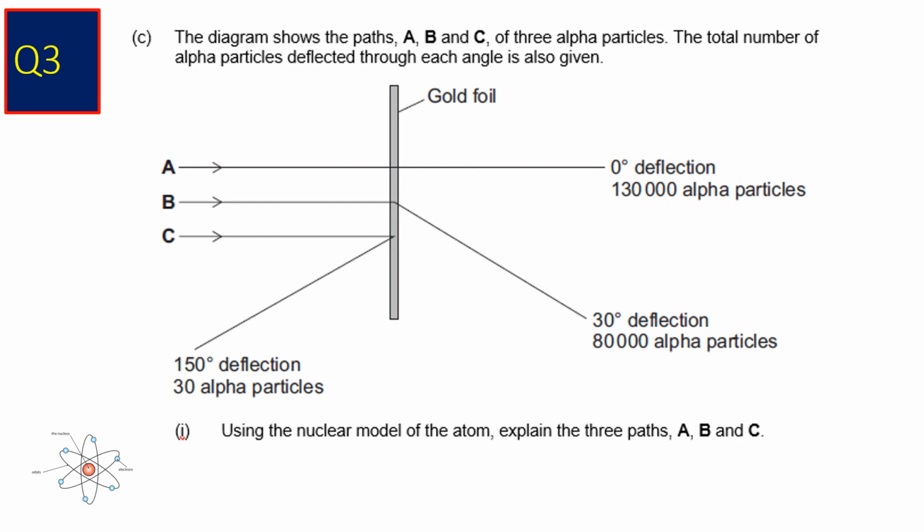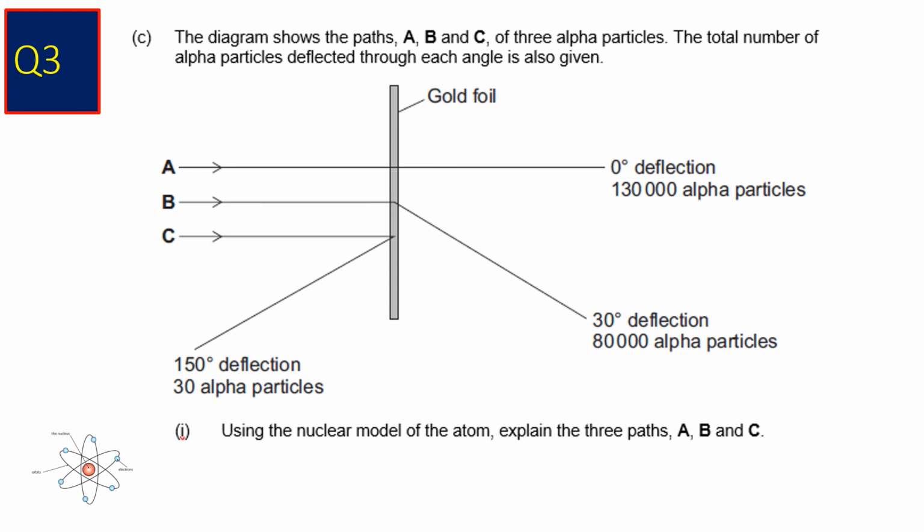So, looking at this a bit more, the diagram shows the paths A, B and C of 3 alpha particles. The total number of alpha particles deflected through each angle is also given. So we've got a gold foil in the middle there. So A, there is 0 degree deflection. That means they just pass straight through that gold foil. Don't encounter anything. And we can see that 130,000 alpha particles get through with no deflection. That means they're not bumping into anything.